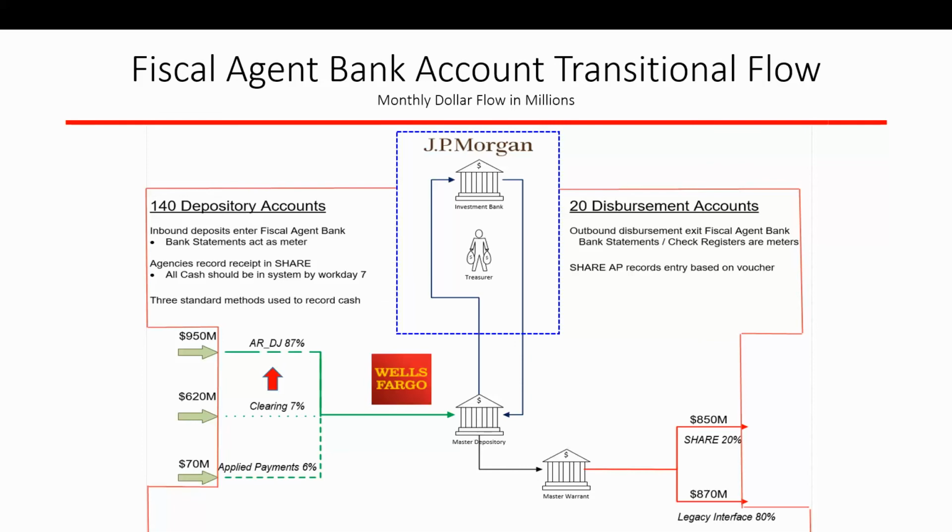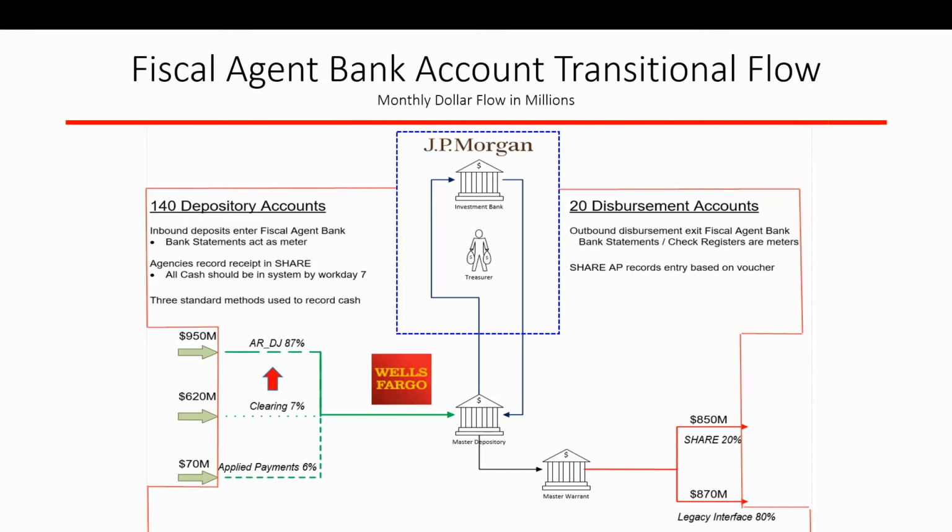As we noted before, agencies should be recording all cash on or before workday 7. Once this cash comes into the system, it goes into your individual bank account and is swept through a zero balance account setup into the master depository. On a daily basis, you deposit and the money gets swept through the master depository. From there, depending on need, it either supplies the master warrant account for disbursements, or if there's a surplus, is sent to our investment bank, JP Morgan.